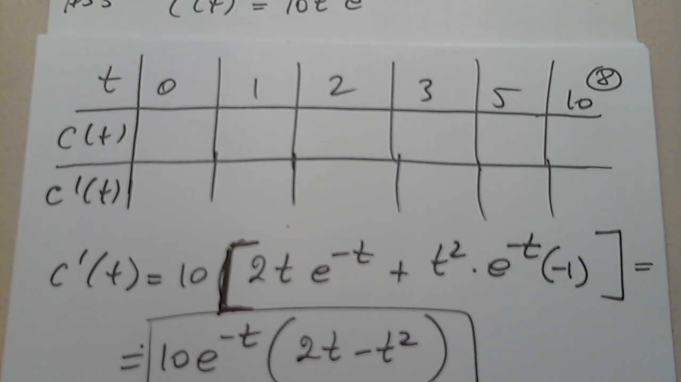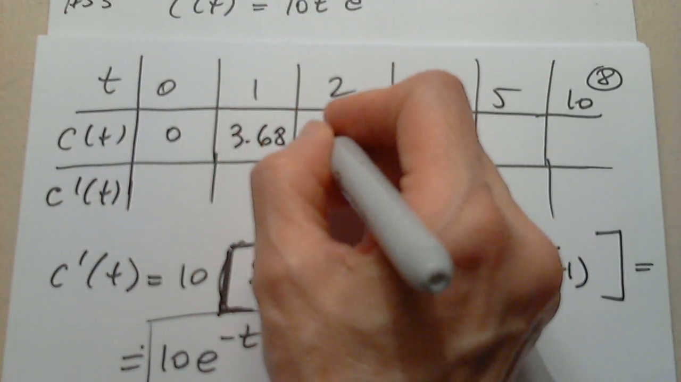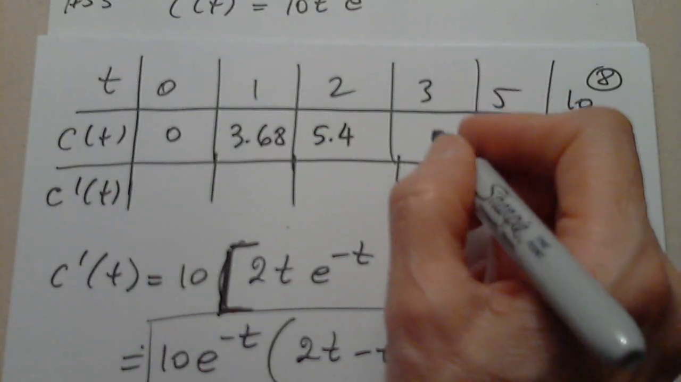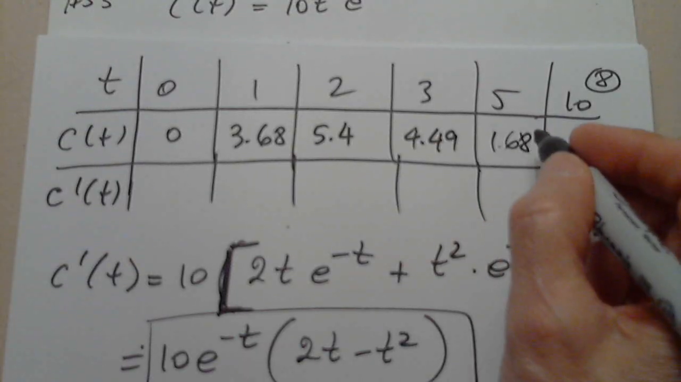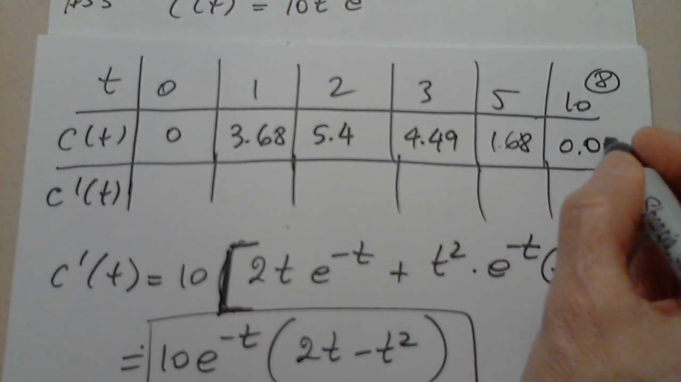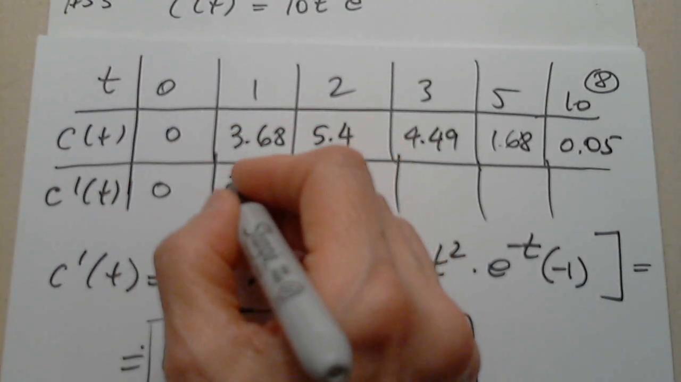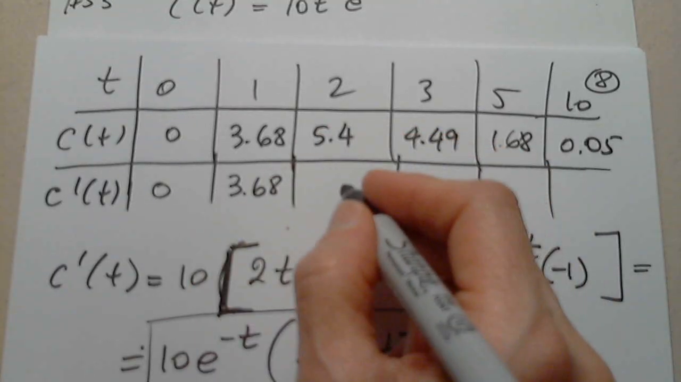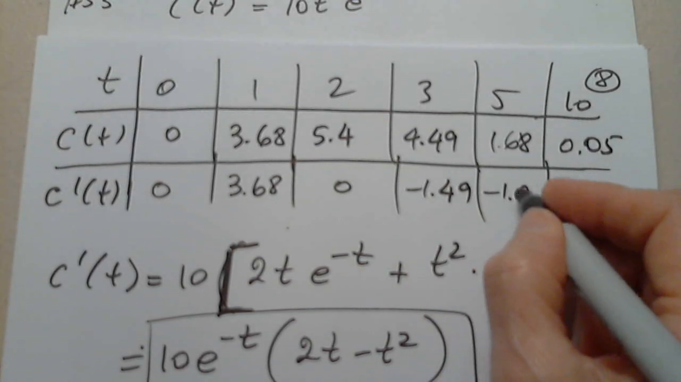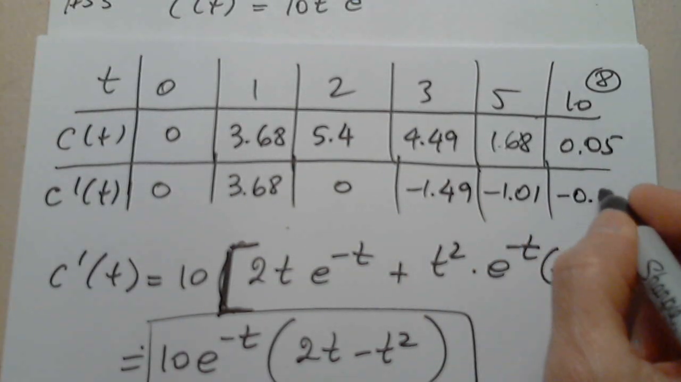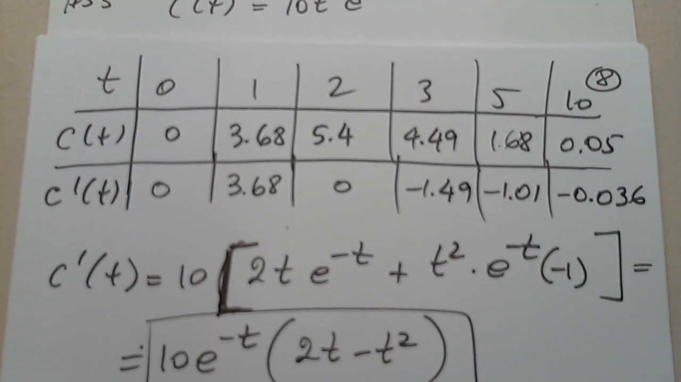Okay, so 0, 3.68, 5.1, 4.49, 1.68, and 0.05. Okay, for C prime I have 0, 3.68, I have 0, negative 1.49, negative 1.01, and negative 0.036. Good, so I fill out the table.